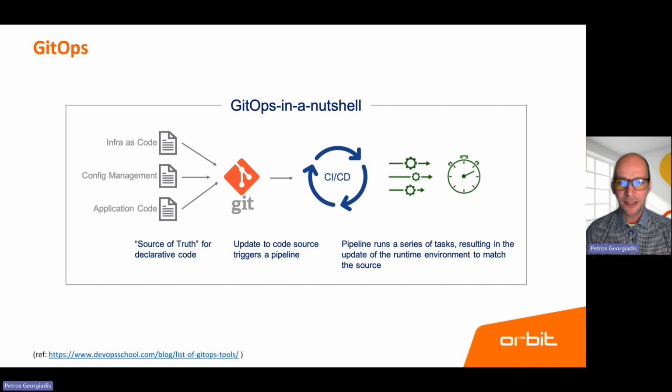So what is GitOps as such in a nutshell? Let's have a look at this nice picture. In the center, we have a Git, and we have also a CI/CD pipeline that work together. And in the Git, we store infrastructure as code, so the description of our infrastructure, config management, which is also a very important part of the final product, and application code.